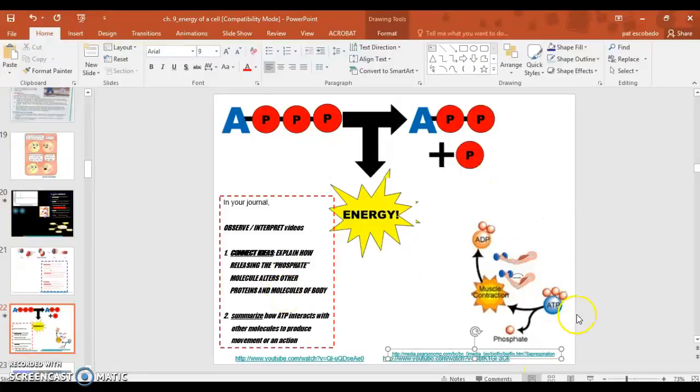So you look at this picture and then summarize how ATP, lastly, interacts with other molecules to produce movement. This arm is moving, and you have ATP involved in the muscle moving. So you would summarize, what do you understand from this picture that shows how ATP is helping the muscles move? Good luck. And again, these videos all will help you. These videos often animate this process so you can understand it better.